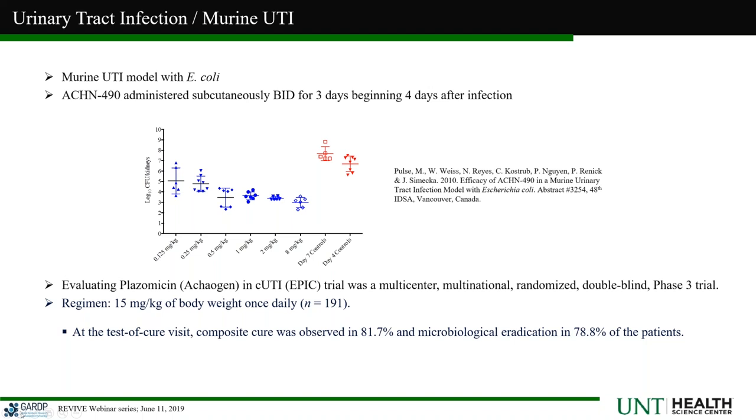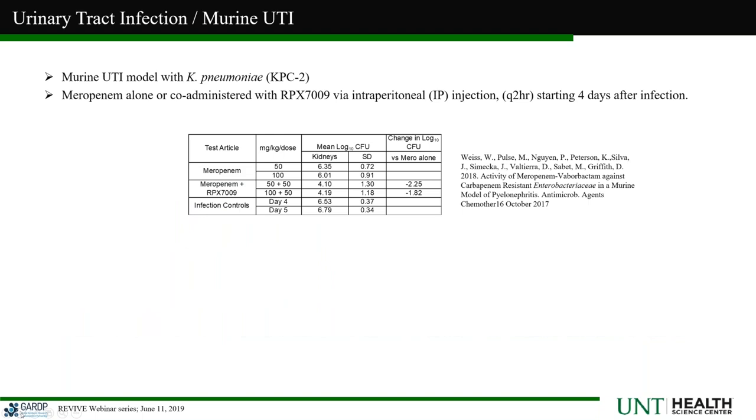This is another UTI model. In this case, it was a KPC-2 Klebsiella strain where we dosed meropenem alone or with vaborbactam. This was a very quick 24-hour model where we did Q2-hour dosing with doses of 50 and 100 meropenem to try to mimic clinical exposure of meropenem by itself. We see that meropenem by itself had no activity. We have 6 logs of bacteria in the kidneys by 24 hours, very similar to the untreated controls. However, when you co-administer vaborbactam, we went down to about 4 logs, a 2.5 log reduction.